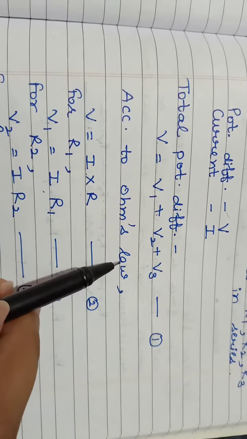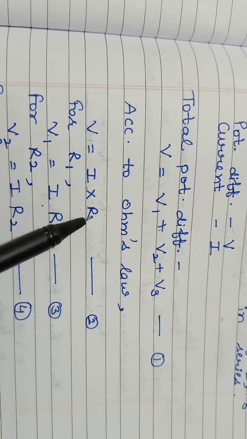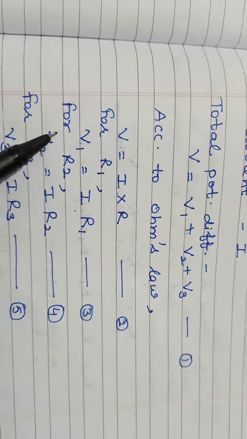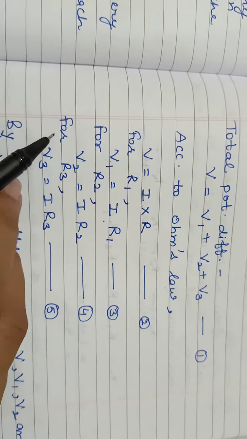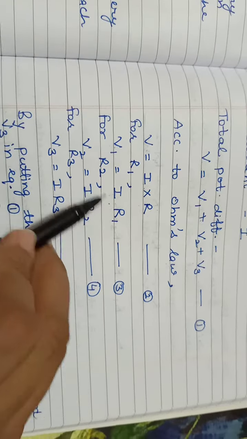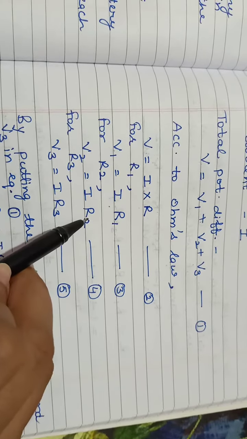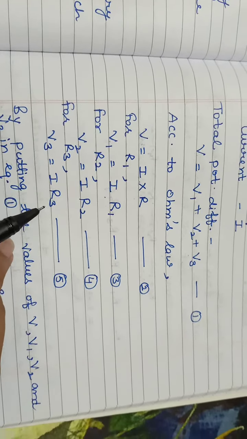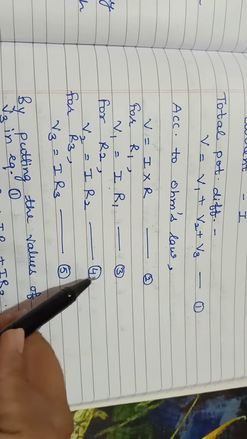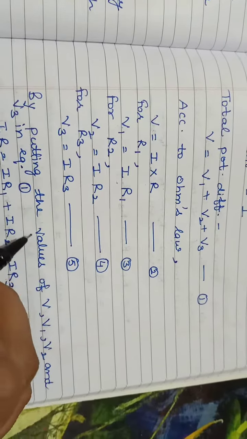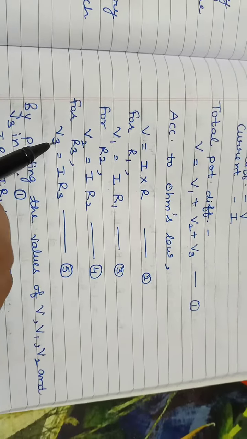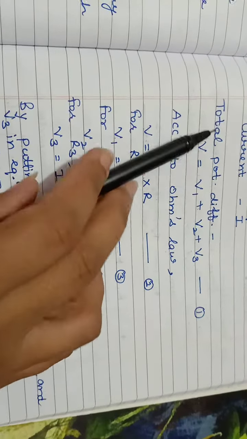Now according to Ohm's law, V is equal to IR. For R1 we have V1, for R2 we have V2 and for R3 we have V3. So V1 is equal to IR1, V2 is equal to IR2 and V3 is equal to IR3. These are equations number 1, 2, 3, 4 and 5. Now by putting the values of V, V1, V2 and V3 in equation number 1.